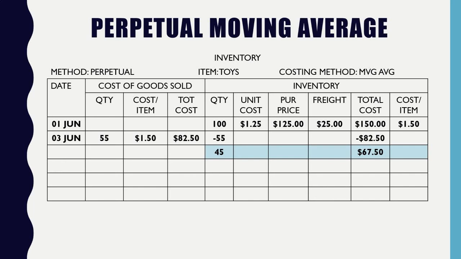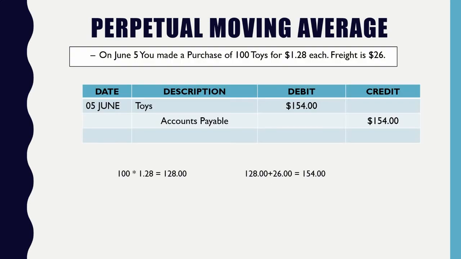Now, because we sold something, the best thing you could do is normally run your average cost per item. So in this case, if I did, it would still result in the same number. It's still going to be $1.50.